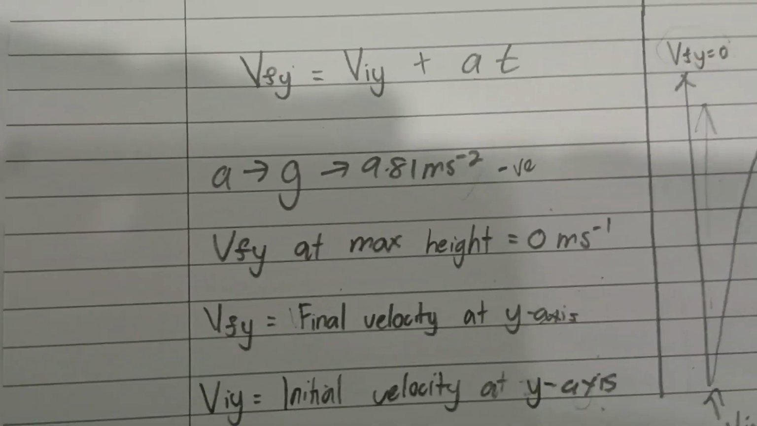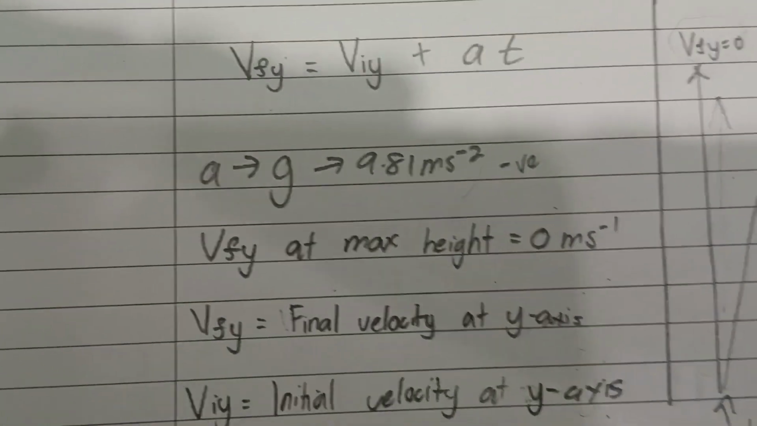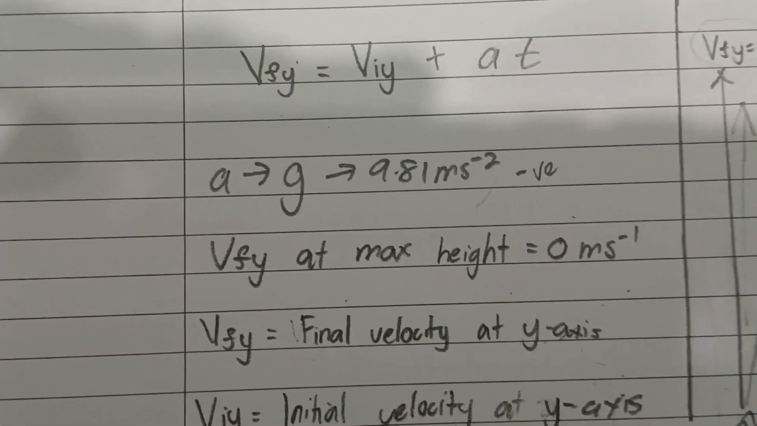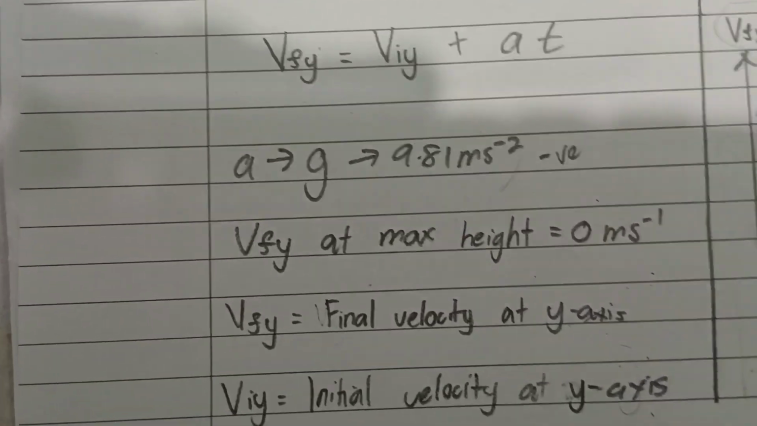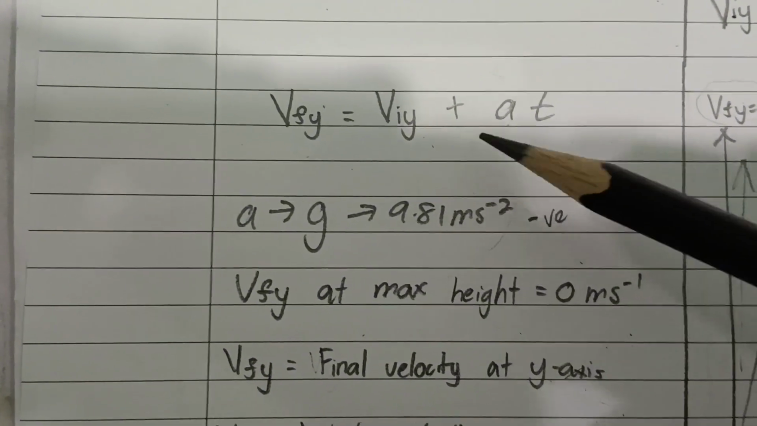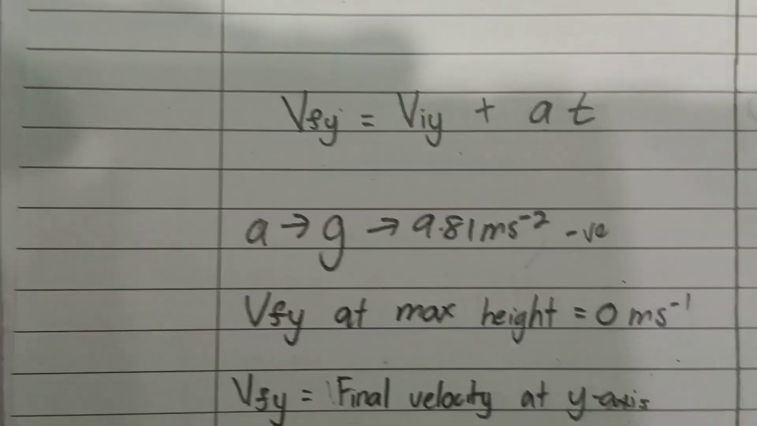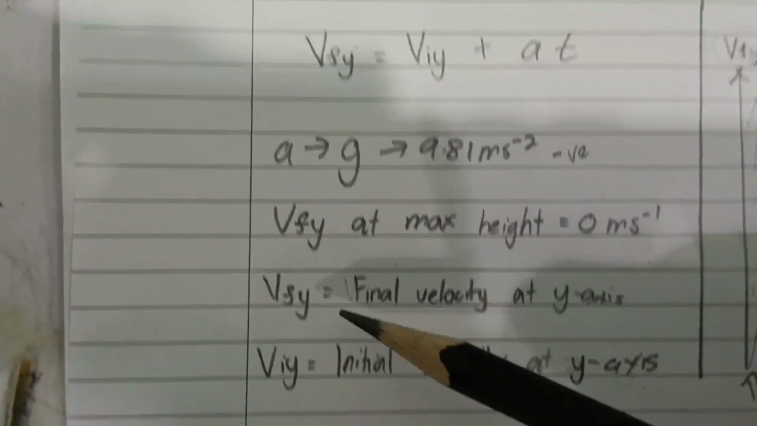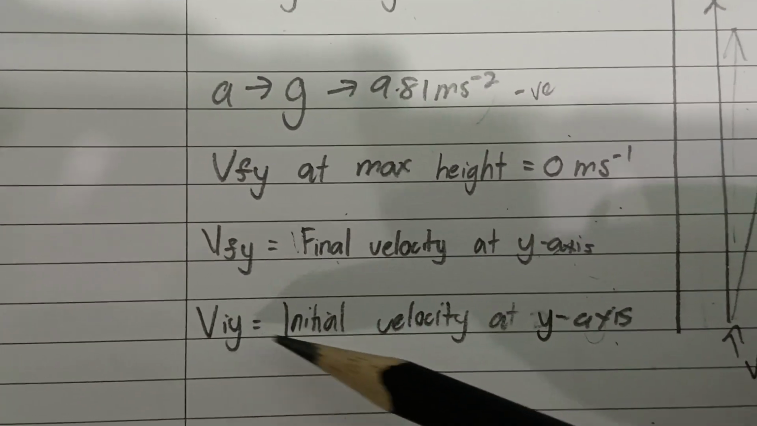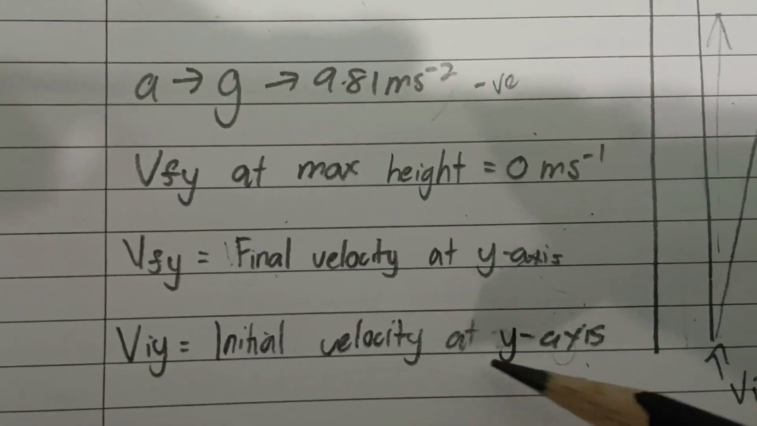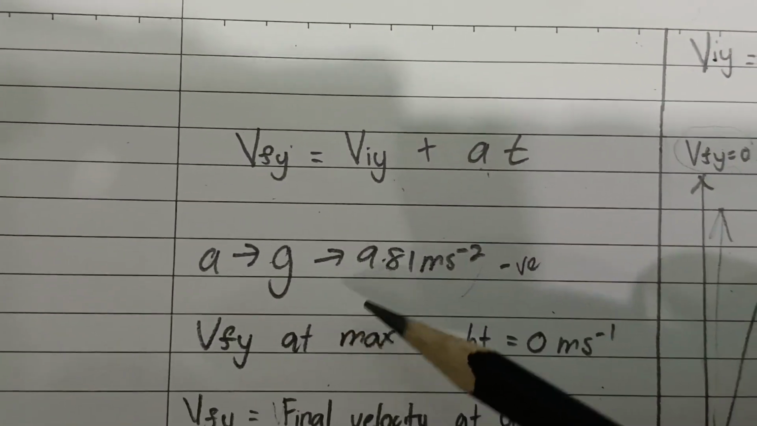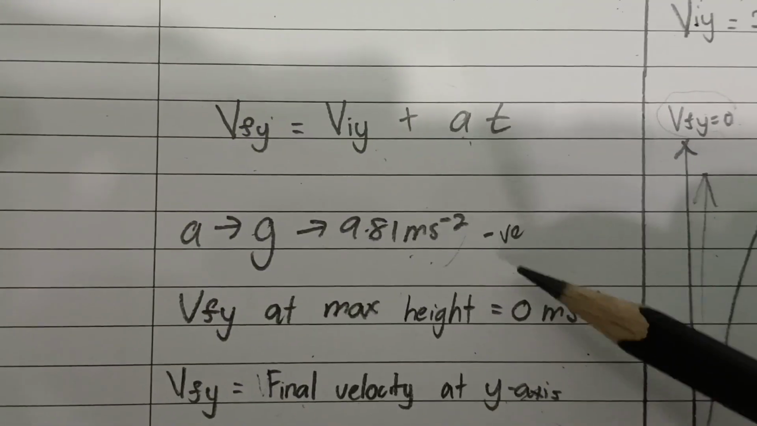Now we go to the third question: suggest a way to determine the time taken for the projectile in this experiment to reach the maximum height. I believe that using the formula Vfy equals Viy plus At will solve this problem. Vfy represents the final velocity on the y-axis, and Viy represents the initial velocity on the y-axis. The a here we will replace with g, which is 9.81 in the negative direction.